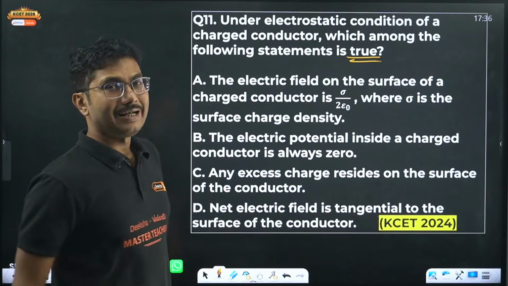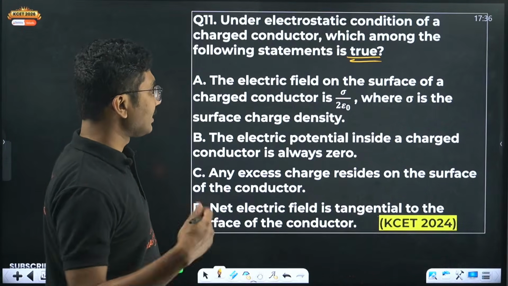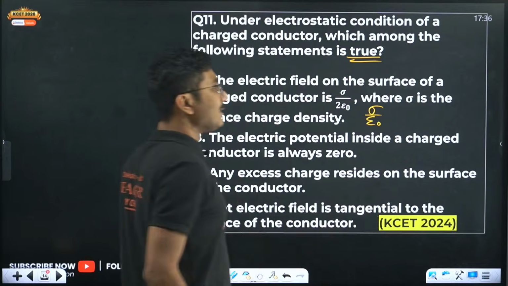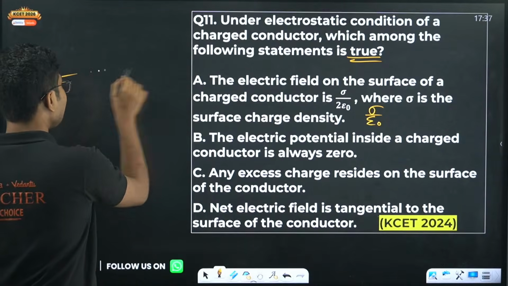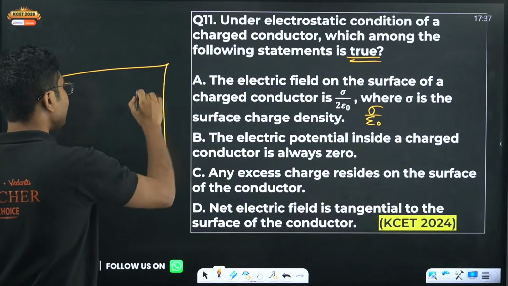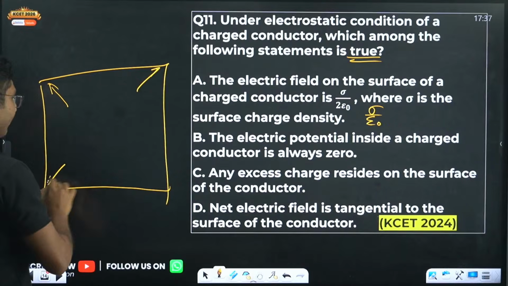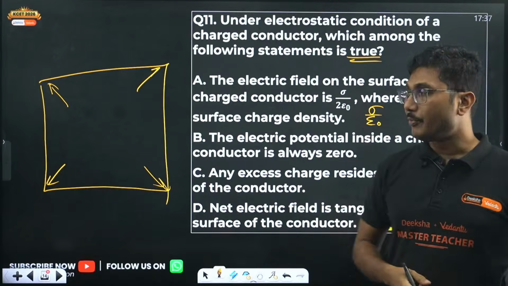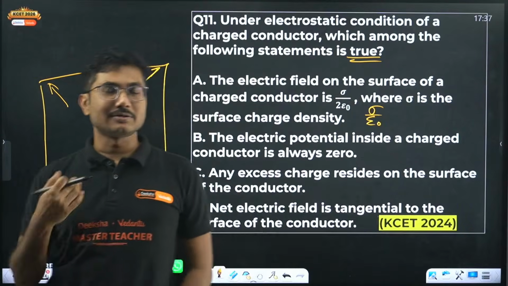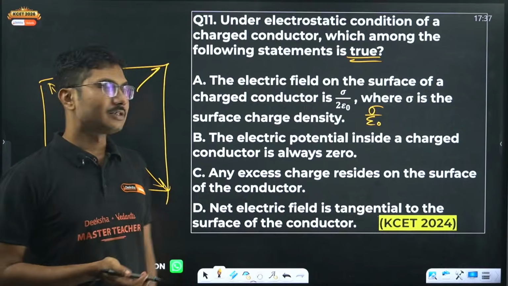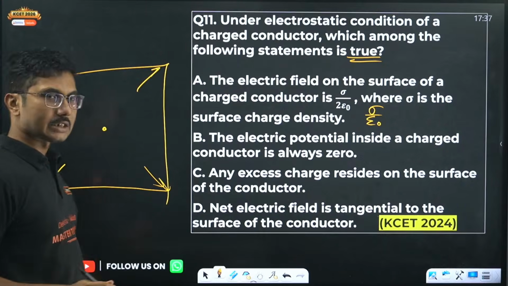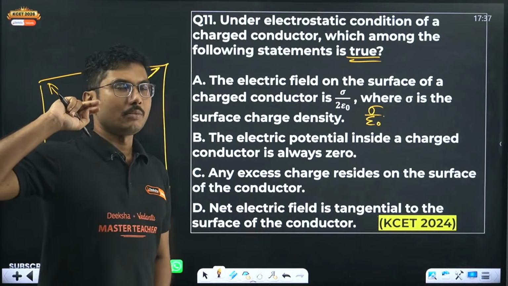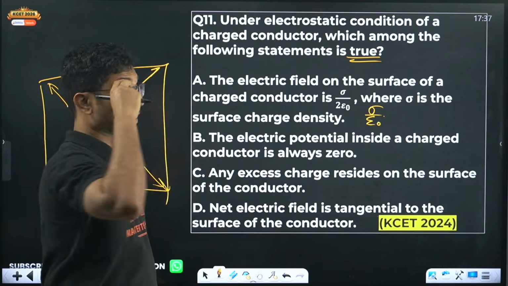The electric field near the surface of a conductor is given by sigma by epsilon naught. Sigma by 2 epsilon naught is for a charged infinite sheet. If you take an infinite sheet, then it becomes sigma by 2 epsilon naught. That is not a conducting sheet. But for a conductor, the sheet need not be infinite; as long as the point is very close to the charged conductor, it is given by sigma by epsilon naught. So these two are very common mistakes that students make. So this is an incorrect statement.